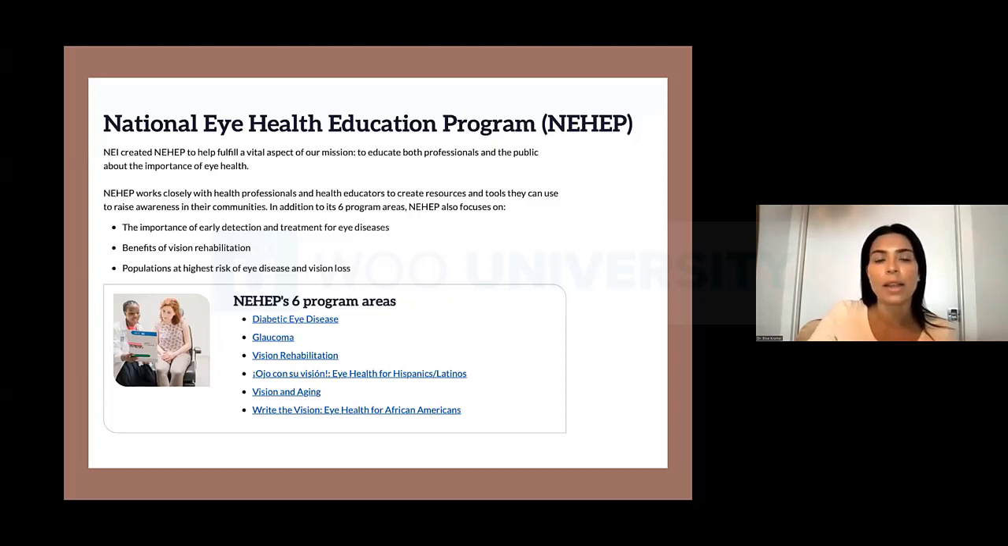So it focuses on the importance of early detection and treatment of eye diseases. So we know how important that is in keratoconus, benefits of vision rehabilitation, and populations that are at high risk of eye disease and vision loss. So they've got 6 different areas, but they do have a lot of information as well about keratoconus. And again, this is by the NEI and available online.